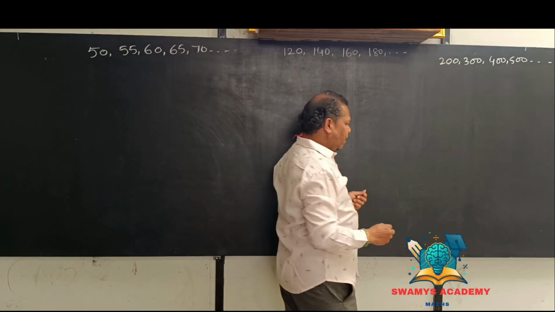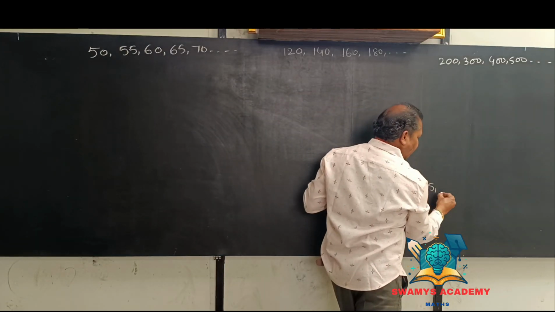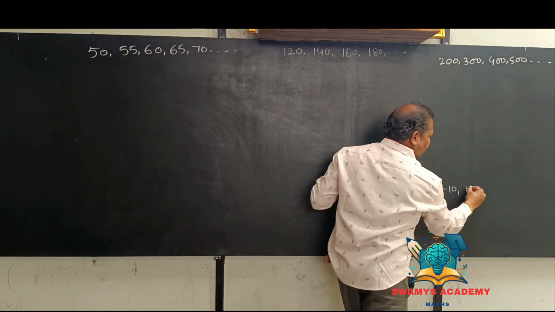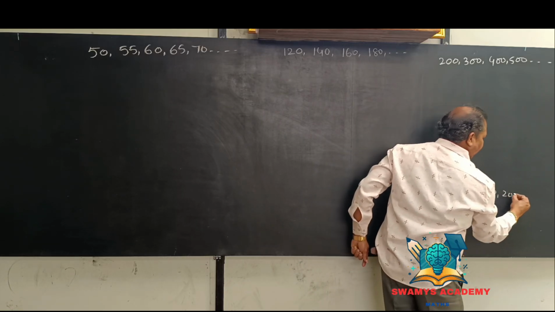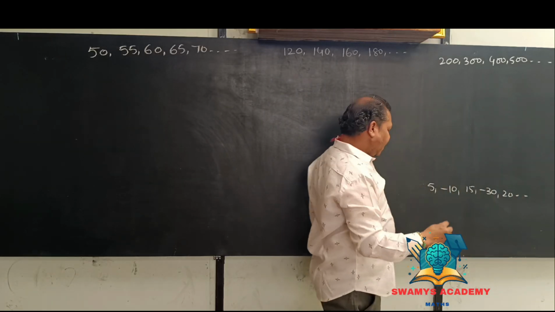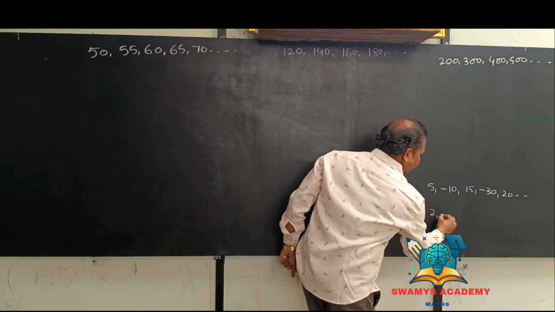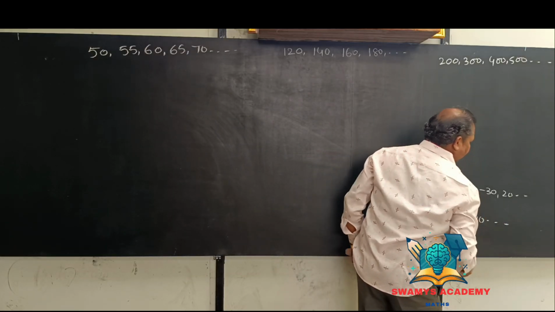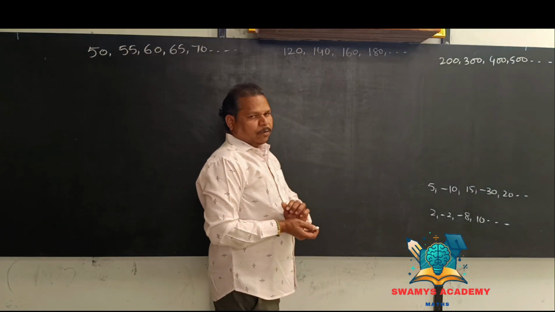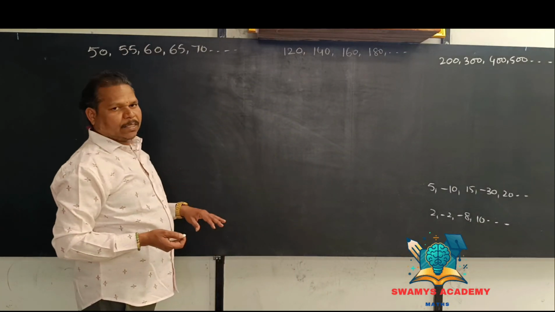One more example we will take here: 5, minus 10, 15, minus 30 and 20 and so on. Another example we will take here: 2, minus 2, minus 8, 10 and so on. Seeing that, we come to know.